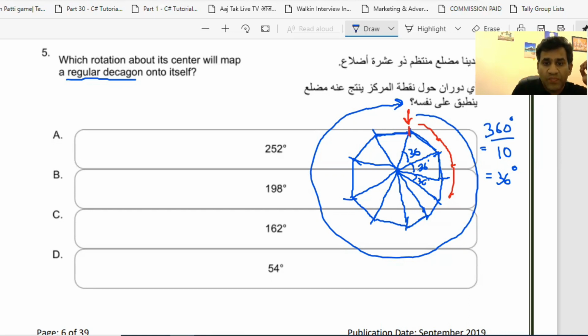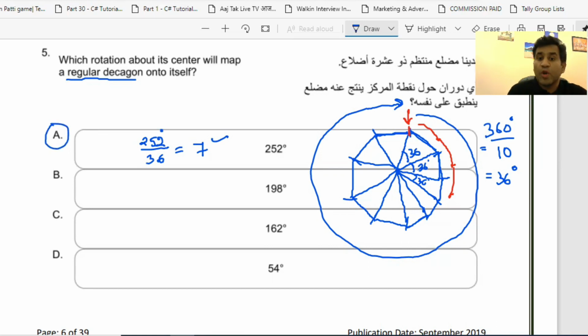Let's suppose I divide 252 by 36. It gives a result of 7. So this is an integer value. It means that to reach an angle of 252 degrees, the decagon made 7 movements, and this is a complete integer. So the number which is a multiple of 36 is 252, and this itself is the answer.